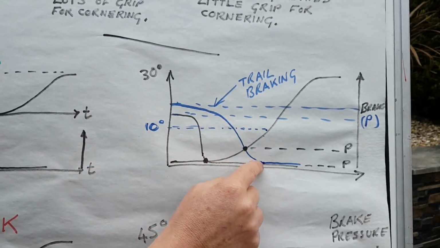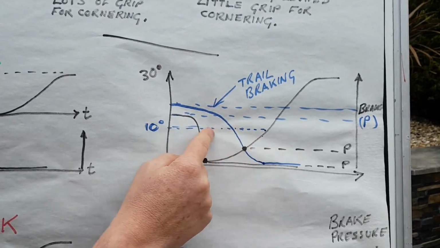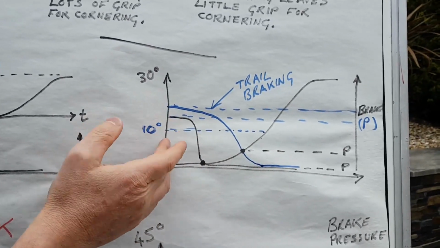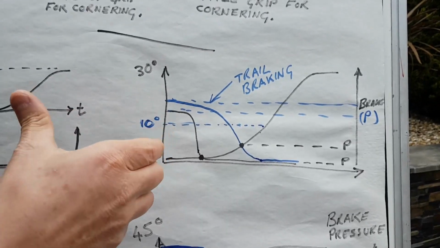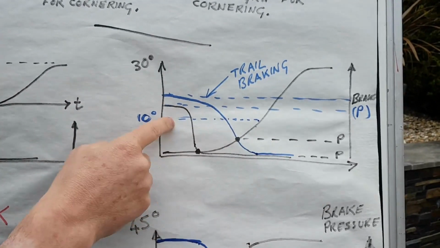At this point here, when the brakes are now released completely, the rider might be above 10 degrees, maybe getting on for 15 degrees, 12.5 to 15 degrees. So you're trail braking a bit of brake into the corner.